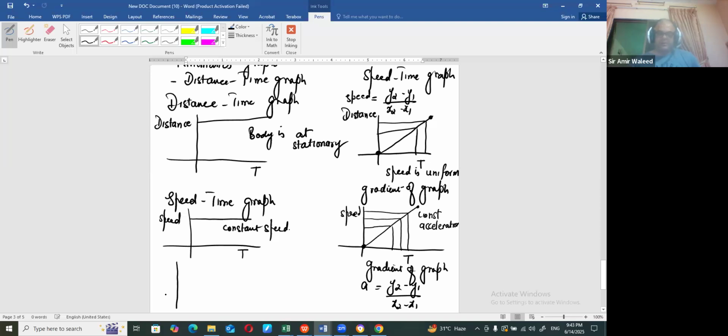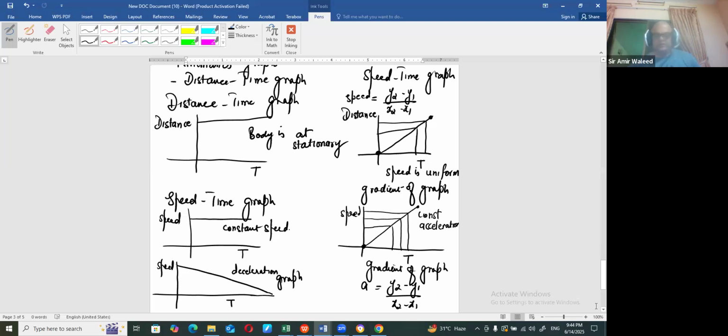That graph can be like that. What does it mean if it comes from some highest point on the y-axis and reaches the x-axis? Now, what does it tell you? It tells you that the body is under constant deceleration. You can find the deceleration by doing the same thing, the gradient of the graph. Okay.